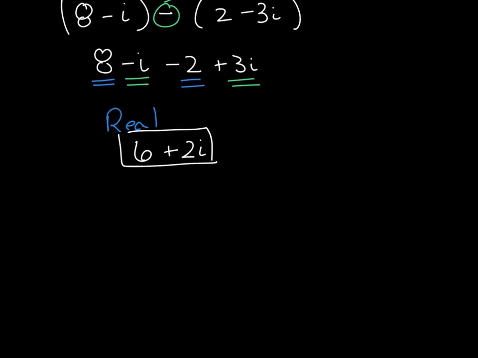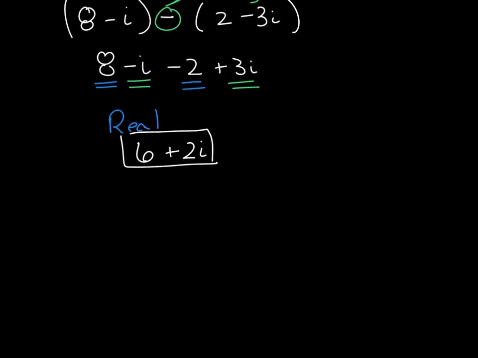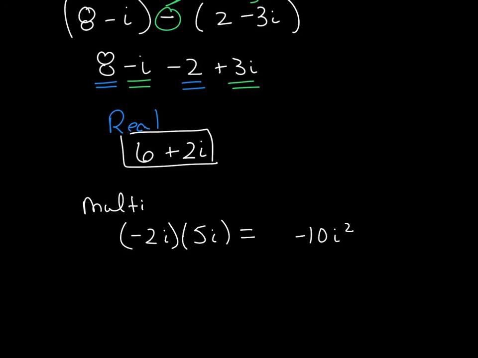Multiplication works exactly the same. So when you multiply, it could be negative 2i times 5i. Now remember, this is where you follow the rules until the very end. So this becomes negative 10i squared. But that's not going to be a correct final answer because you have to take that last step and turn that i squared into a negative 1. So negative 10 times negative 1 is just a positive 10.